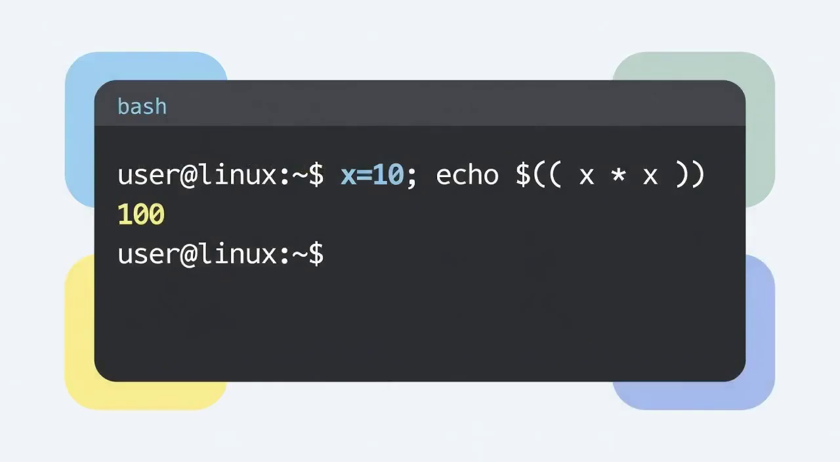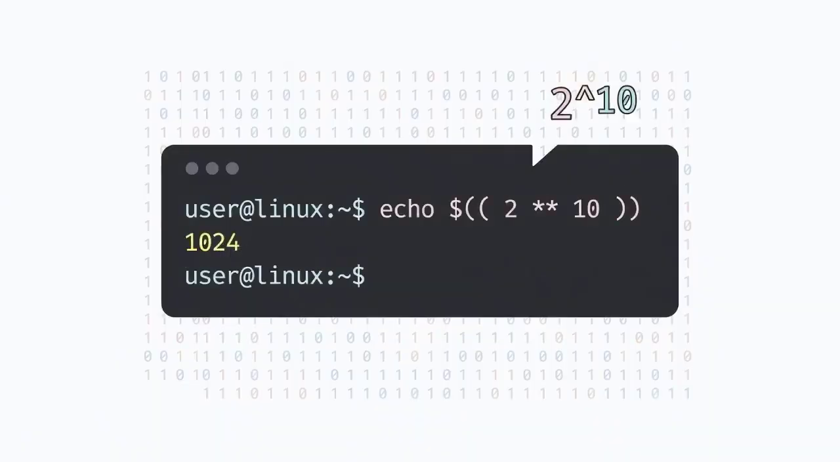Variables expand directly inside arithmetic contexts, so you can build expressions from named values. Here we assign x equals 10 and then square it, producing 100. Note there's no $ sign on the left side of the assignment, but you do reference the variable with $x inside the arithmetic. The double asterisk operator is Bash's exponentiation. Raise the left operand to the power of the right. 2 to the 10th power is 1024, which is exactly why 1 KB equals 1024 bytes in computing.